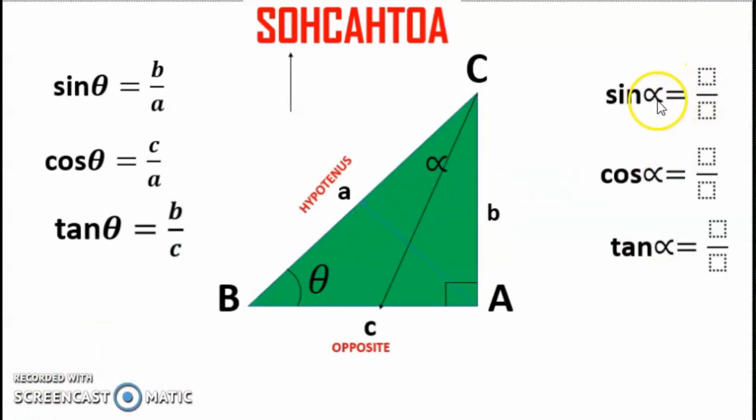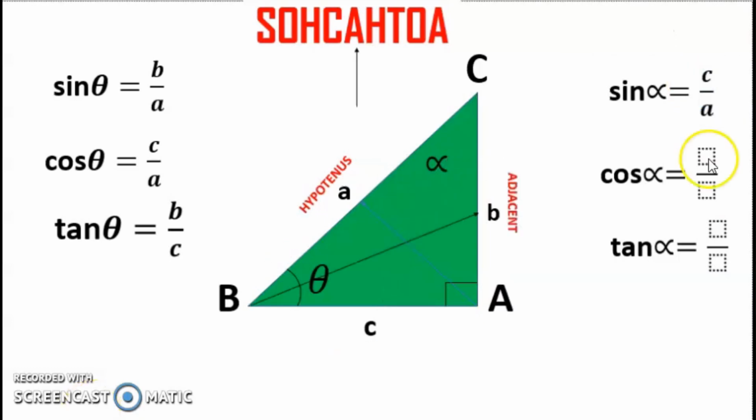So what is sine alpha? Since the angle under consideration is alpha, sine is opposite over hypotenuse. So our opposite is small letter C, and our hypotenuse is small letter A. What is cos alpha? Cos simply means adjacent over hypotenuse. So our adjacent is small letter B, since we are considering alpha, and the hypotenuse still remains small letter A.